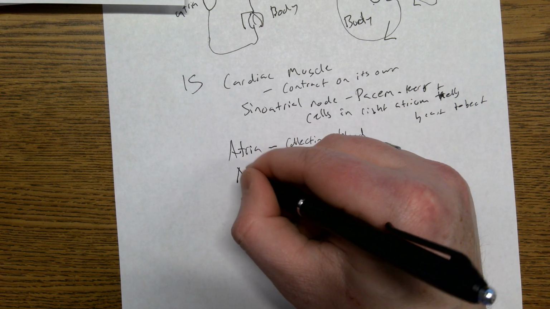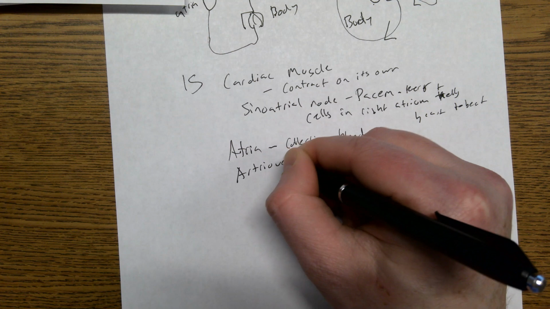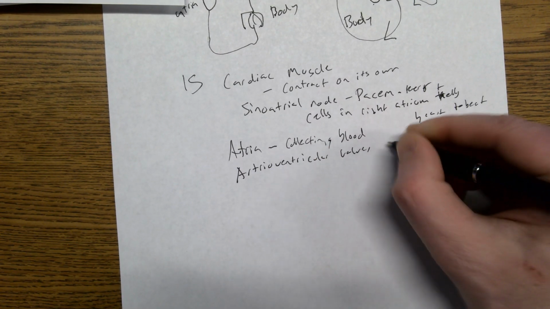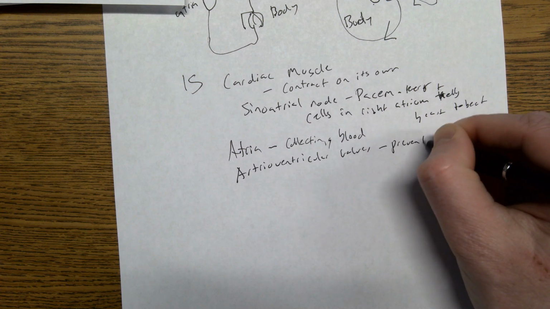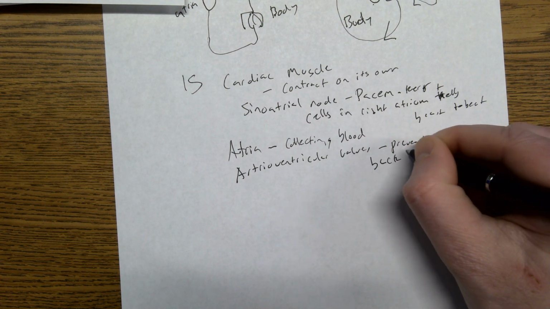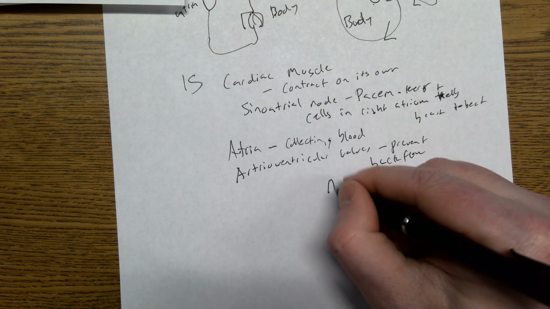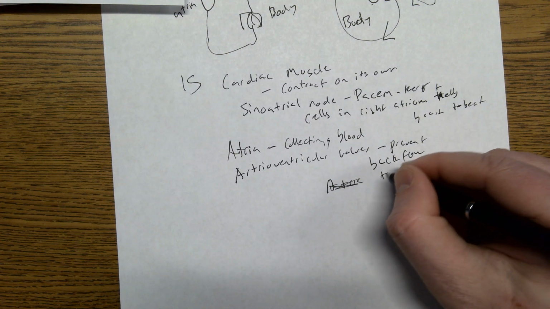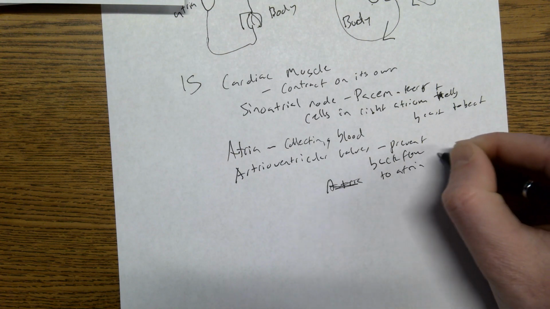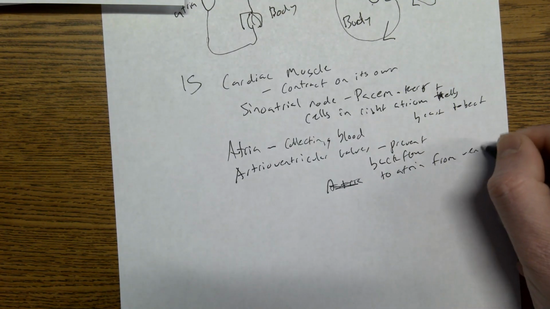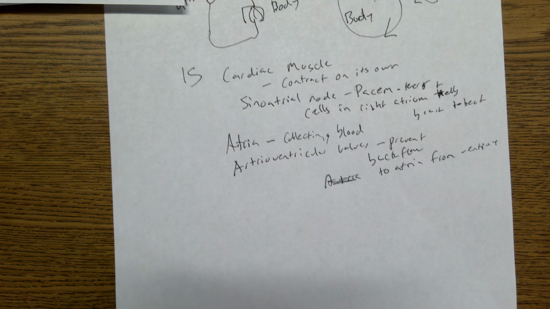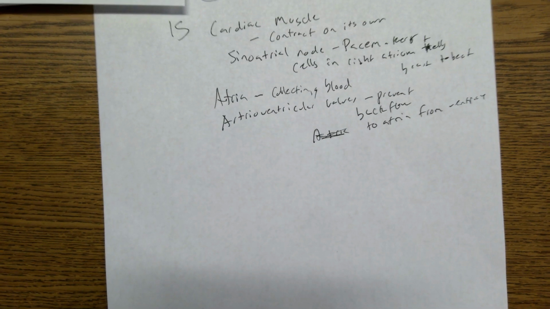The atrioventricular valves prevent backflow to the atria from the ventricle. So they're in between the atrium and the ventricles, and blood goes from atria to ventricle. We'll see that in standard 16.